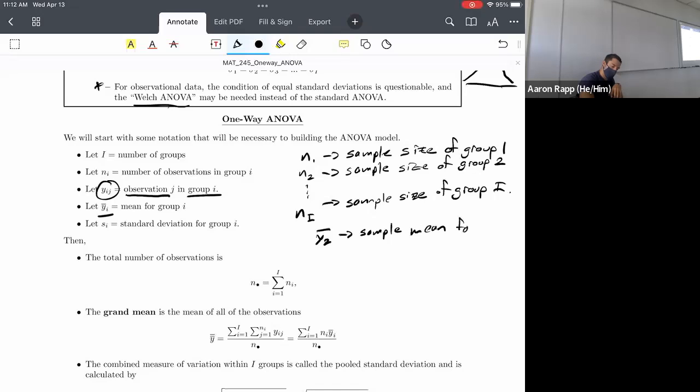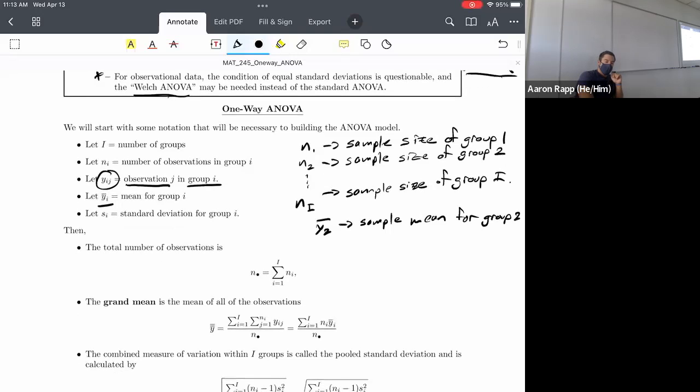Sample mean for group 2. And then lastly, we're going to use that same subscript notation to differentiate between standard deviations of groups. So we're still going to use that lowercase s for standard deviation, but then the number for the subscript is just going to say what group it's coming from. Standard deviation for first group, second group, third group, and so on. Okay. So we're going to be using this notation a lot.